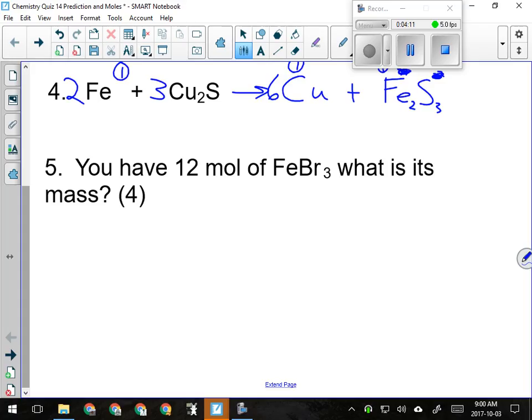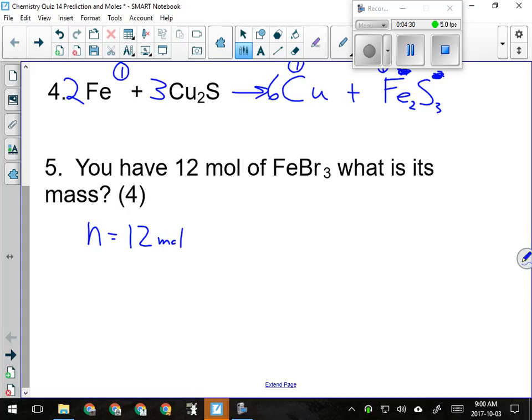Okay, question number 5. We have to calculate the mass of 12 moles of iron 3 bromide. Okay, so we got to write down our givens first. 12 moles is which part of the mole equation? N. All right, so we got 12 moles.